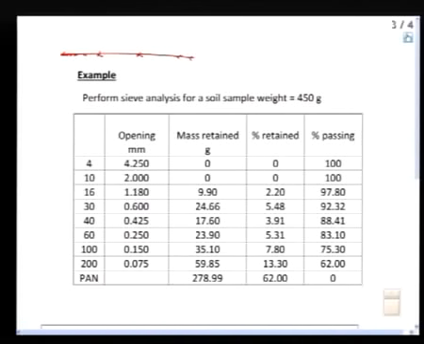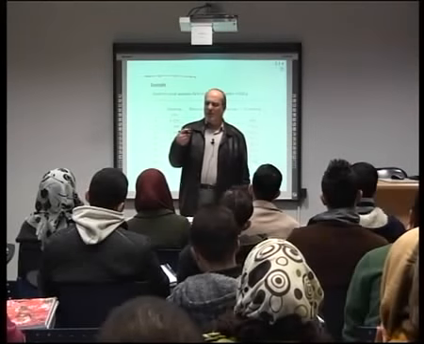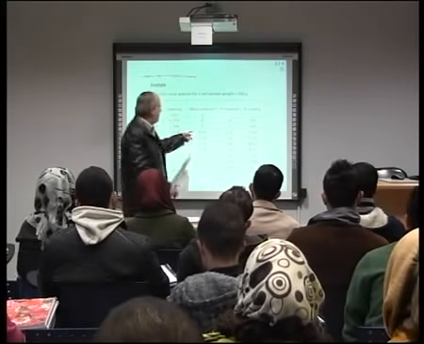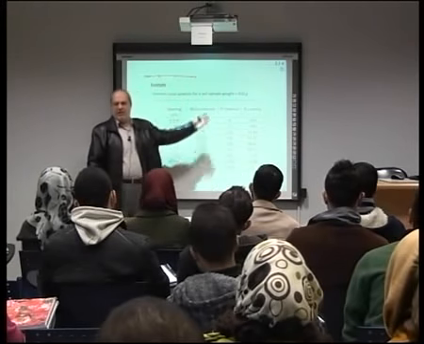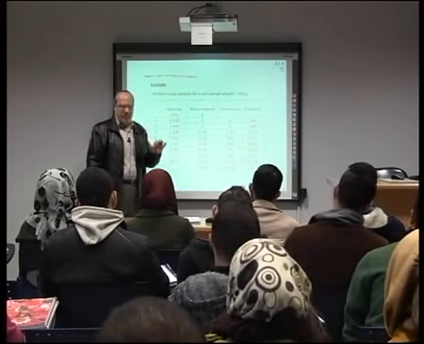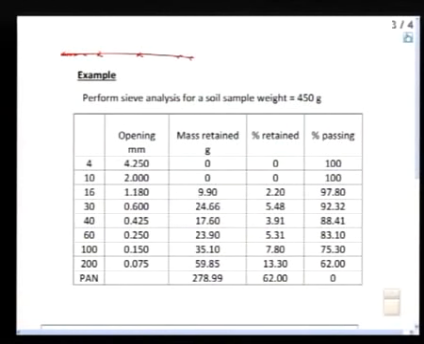Sieve number 16, I found 9.9 grams. By the way, we have a sensitive balance. You see, we have a sensitive balance there. I think it reached 0.01 gram, right? So don't say, okay, 9.9, let it be 10. No. You should be precise. Okay, you should be precise. 9.9, then 24.66, then 17.60, then etc. And then in the pan we had 278.99.